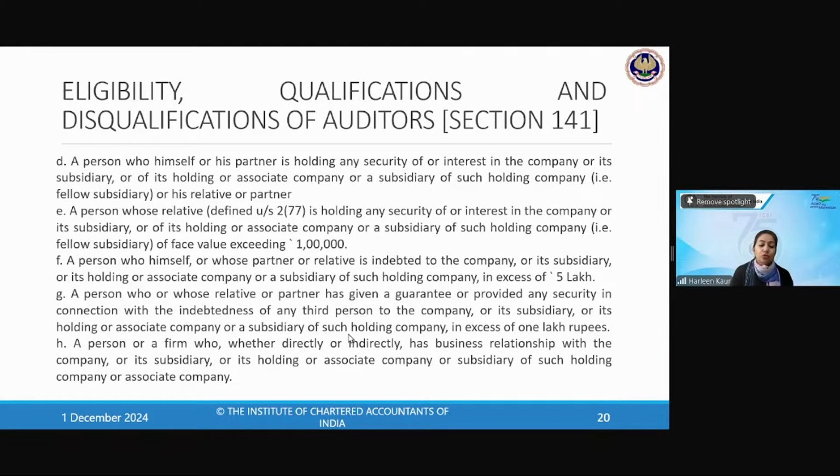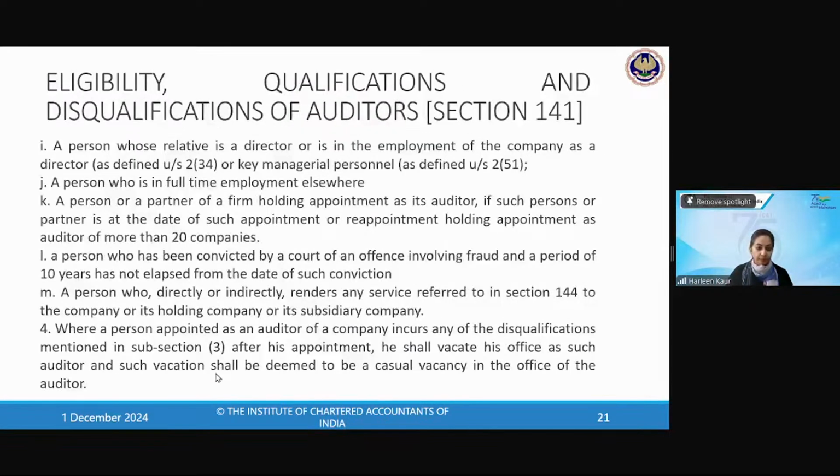Now, my next question to my class is, if ABC Limited is appointing ABC Associates as the auditor, but they have certain business connections with their subsidiary company, can ABC Associates be appointed as an auditor? No, ma'am, is the correct answer. Do we have any exception to this rule? What kind of business? Is every kind of business connection leading us to disqualification?